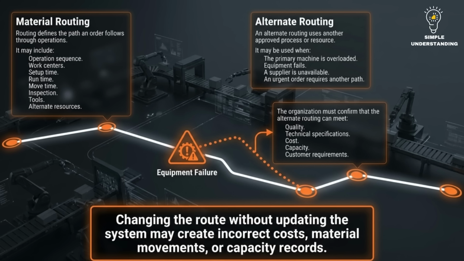Alternate routing. An alternate routing uses another approved process or resource. It may be used when the primary machine is overloaded, equipment fails, a supplier is unavailable, an urgent order requires another path. The organization must confirm that the alternate routing can meet quality, technical specifications, cost, capacity, customer requirements. Changing the route without updating the system may create incorrect costs, material movements, or capacity records.